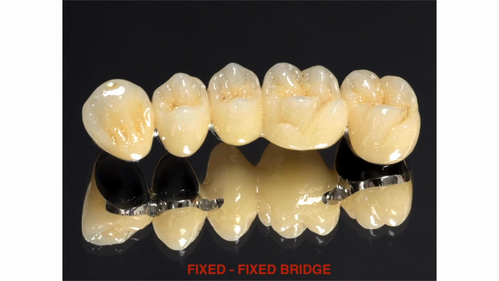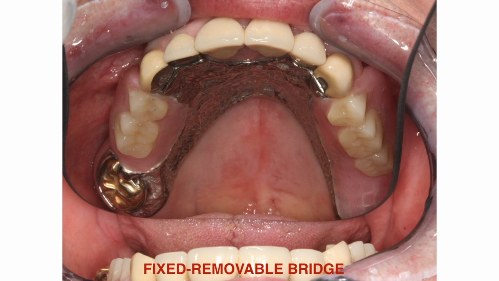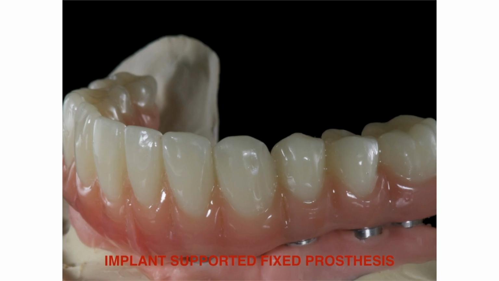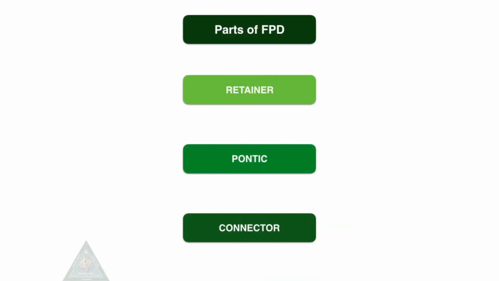This is a fixed bridge in which the patient cannot remove the prosthesis by himself or herself. This is a fixed removable bridge in which the patient can remove one component of an FPD. This is a resin bonded cantilevered FPD. This is an implant supported FPD. FPD has got three component parts, namely the retainer, pontic, and connector.